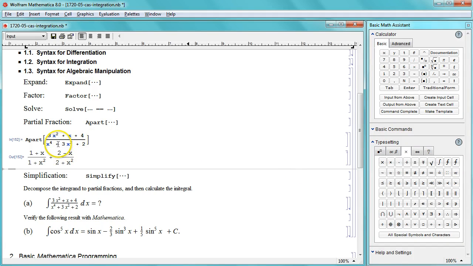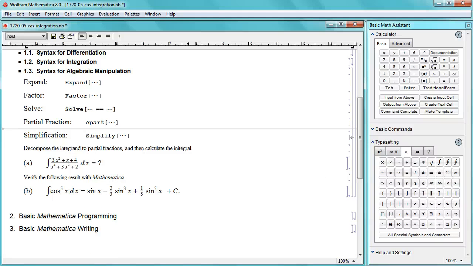Okay. Will this improve? Okay, that certainly improved, at least the way it looks in the end. The Apart command handled decomposition by partial fraction like these.